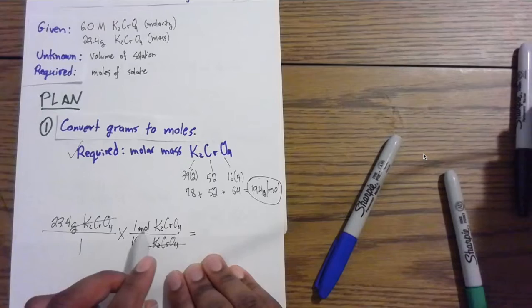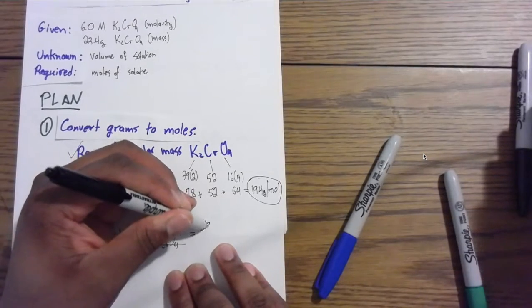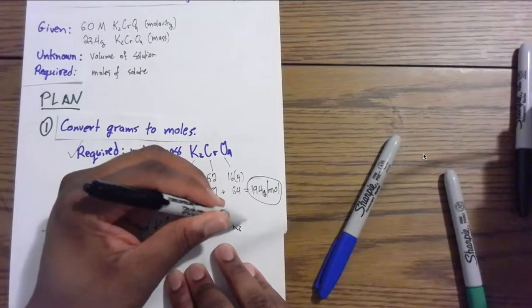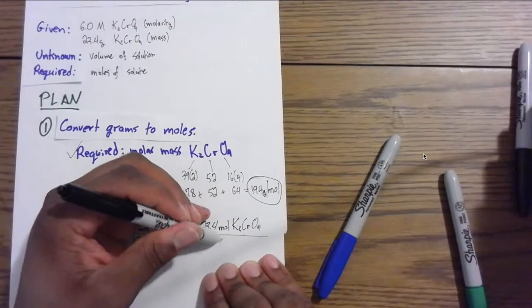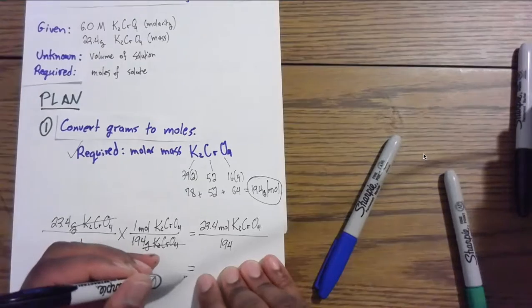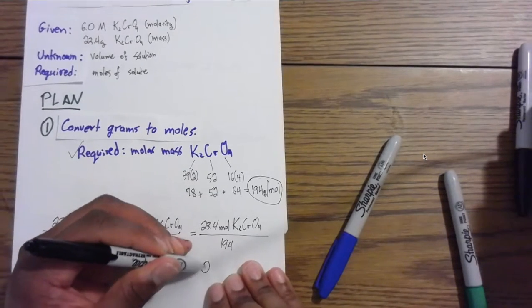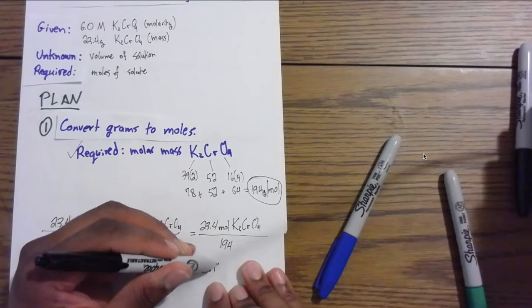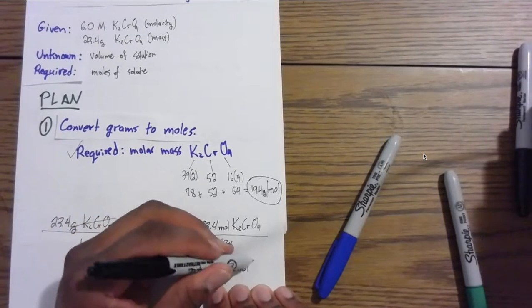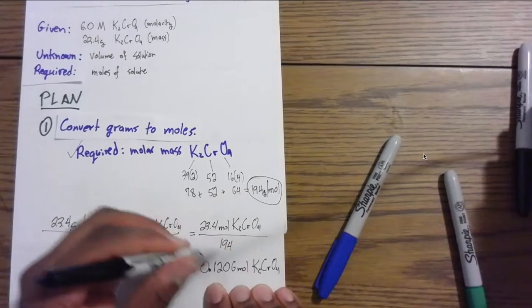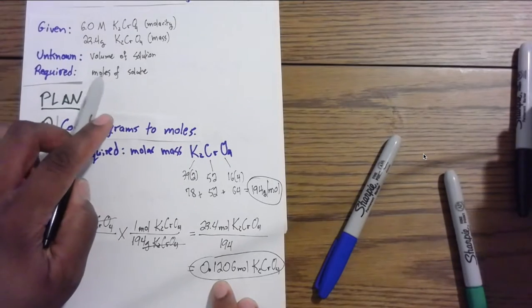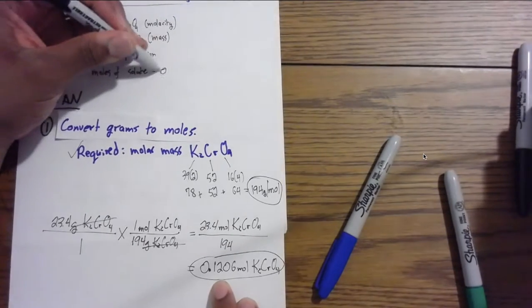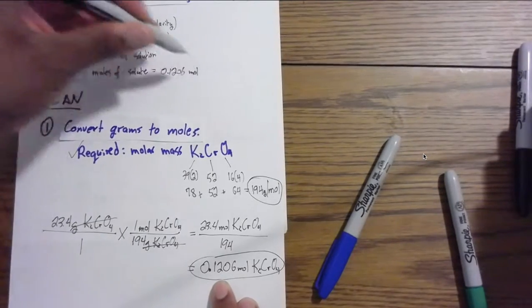23.4 times 1 mole of K2CrO4 is going to be 23.4 moles of K2CrO4 over, and then 1 times 194 is 194, and you go ahead and put that in the calculator and divide, and you will get 0.1206 moles of potassium chromate. And there's that. We want to circle that because now this is another piece of information that we need, and this is actually required. Moles of the solute is equal to 0.1206 moles of potassium chromate.